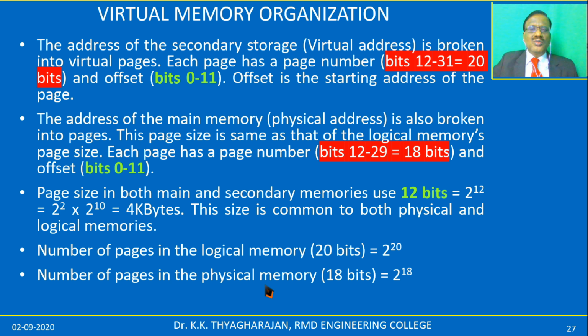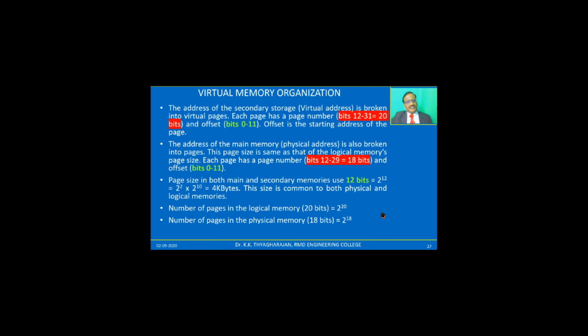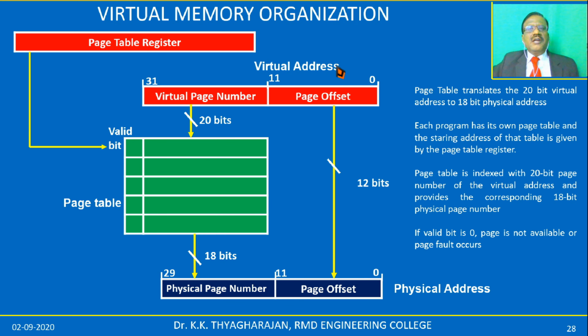Now you compare these two. Physical memory can have only 2 power 18 pages, but the logical memory, secondary memory, will have 2 power 20 pages. That means the main memory size is smaller compared to the logical memory or secondary memory size. So hereafter, I will use the word virtual address to indicate the hard disk address, and I will use the word physical address to indicate the main memory address.